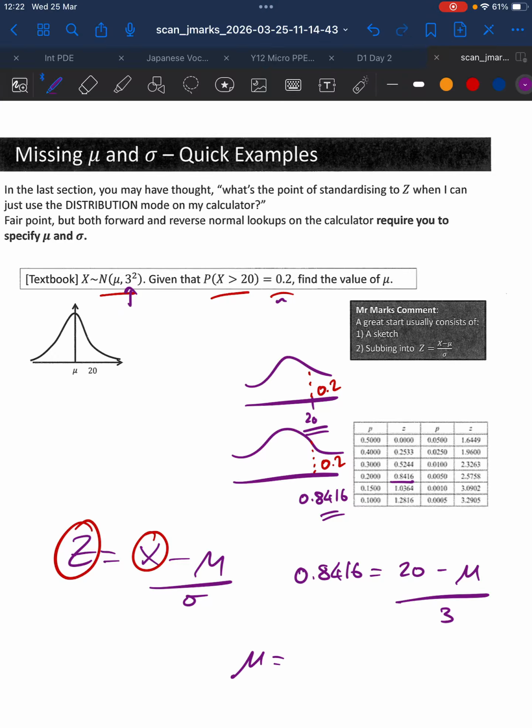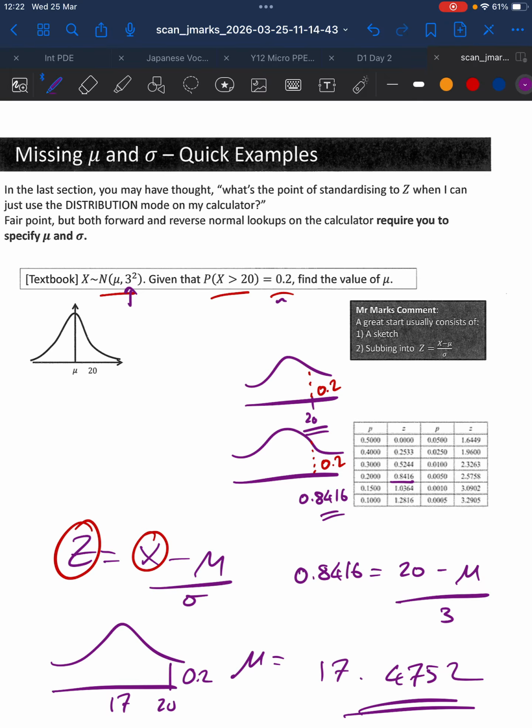All right, so in the interest of completeness, let me just quickly find that out. 3 times 0.8416, and then 20 minus that answer. So 17. I think I've done something wrong, haven't I? No, I haven't. So 17.4752. Okay, it makes sense because if that's 17-ish, 20, 0.2, yeah, that makes sense. So let's do another one.